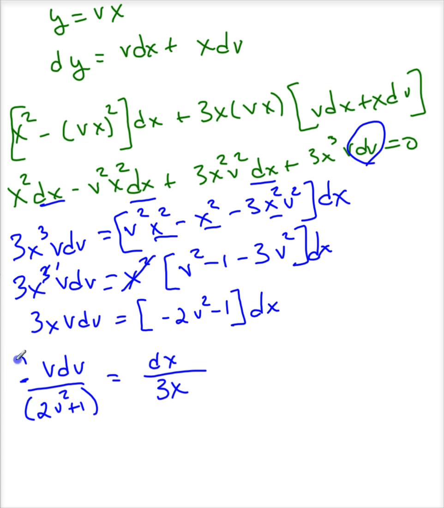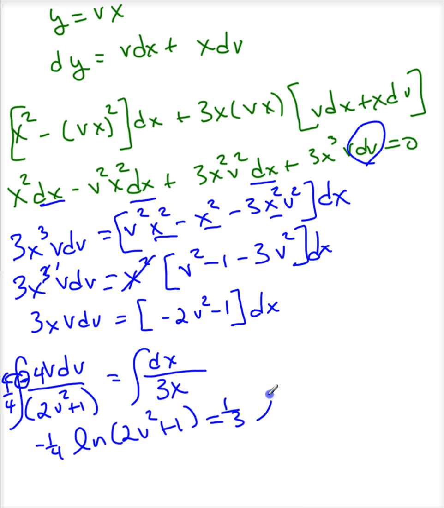So now I can integrate. And if u is 2v squared plus 1, du is 4v dv. So I need a 1/4. And I'm going to factor this negative sign out. So this becomes minus 1/4 the natural log of 2v squared plus 1 is equal to 1/3 the natural log of x.